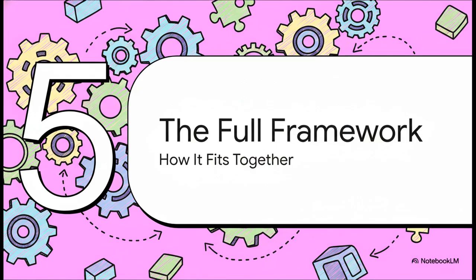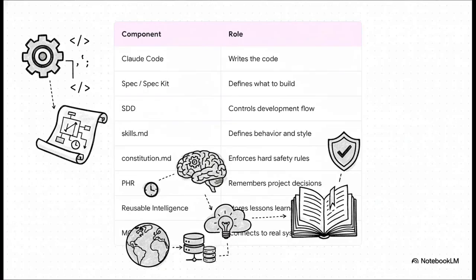Whoa, okay, we've just covered a ton of different ideas here. So for this last section, let's just lay all the pieces out on the table and see how they click together to form one complete, cohesive system for directing an AI agent. So let's put this whole thing together. At the very center, you've got the AI agent itself. That's the engine that writes the code.